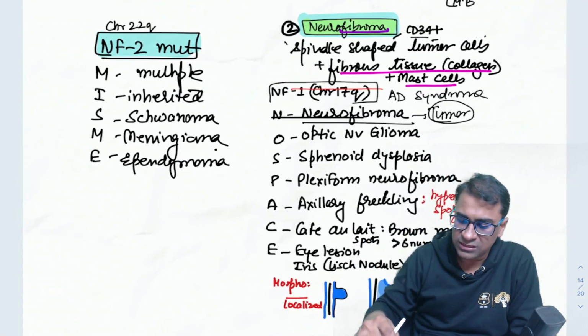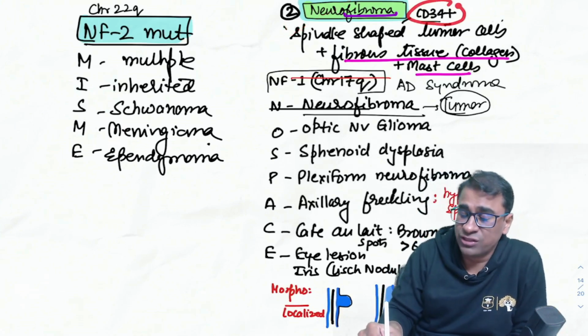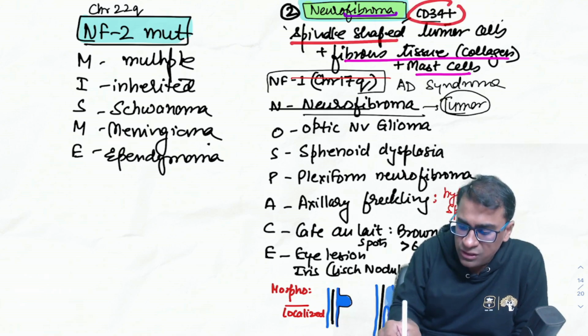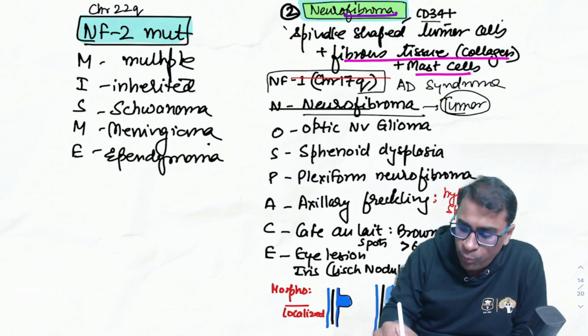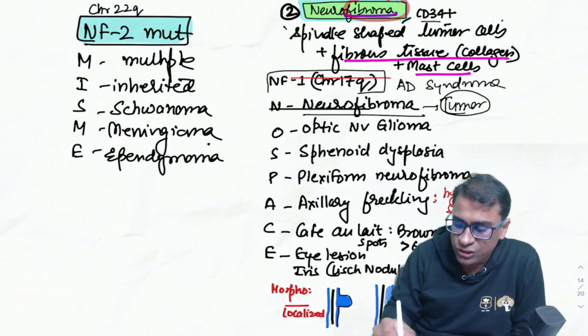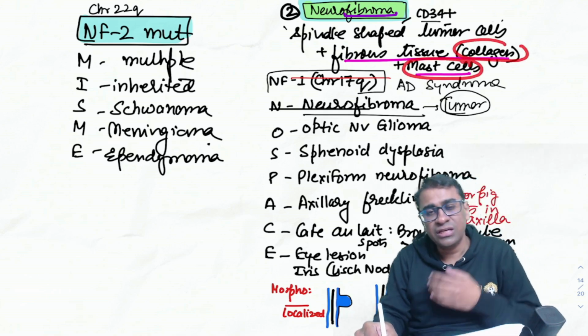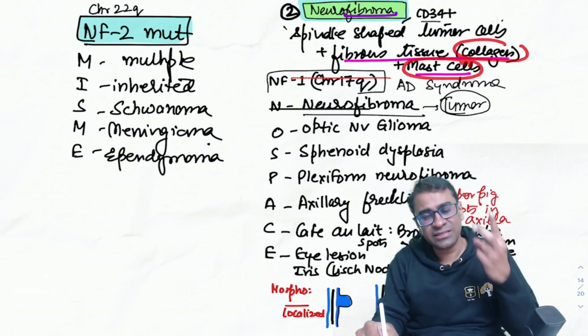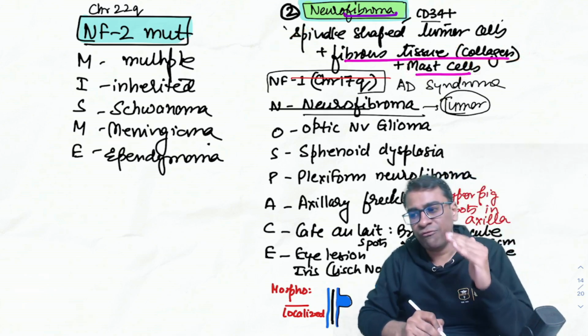Then is neurofibroma. Neurofibroma has CD34 cells. They show spindle-shaped tumor cells. Why is it called neurofibroma? Because fibroma means collagen, and they show collagenous tissue with mast cells. So if you see collagen, spindle cells, mast cells, and CD34 cells, it's referred to as neurofibroma.